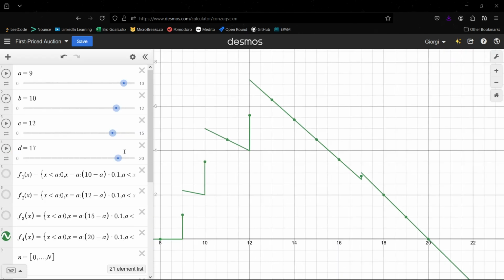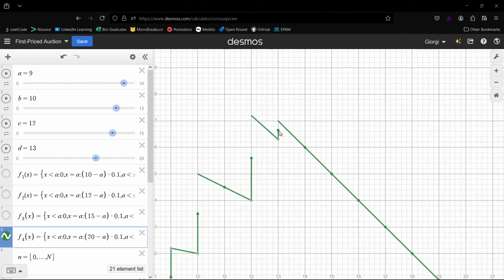Now he has it set to 17, but 17 is actually worse than, for example, 16. Let's reduce it. 16 is worse than 15. 15 is worse than 14. 14 is worse than 13. 13 is the best. So now we have found that 9, 10, 12, and 13 is one of the Bayes-Nash equilibria of this game.